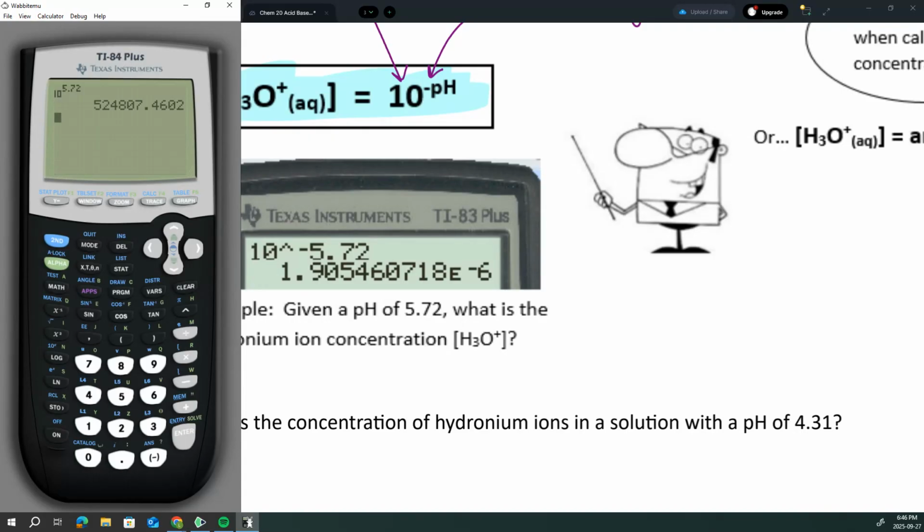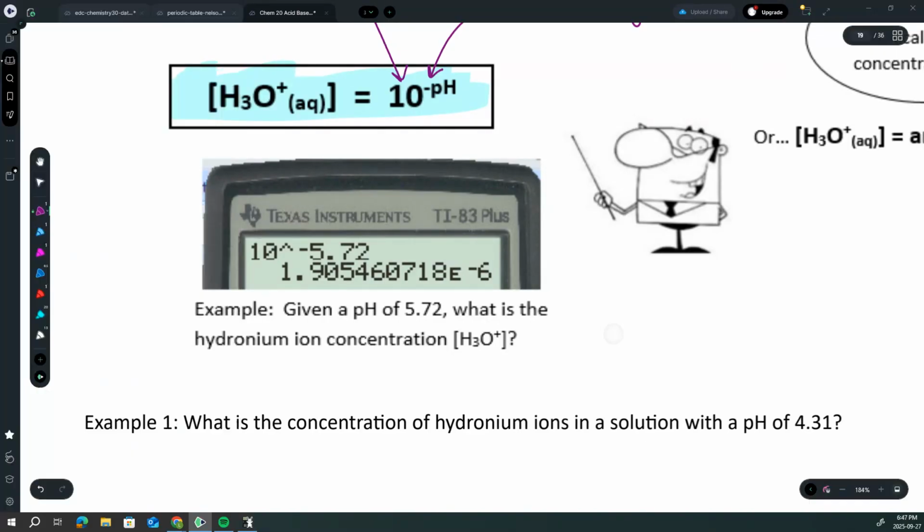So now I'm actually going to do it correctly. Second function log negative 5.72, hit enter. Now we're getting a more reasonable number. Typically, your values for hydronium concentration are going to be quite small. 1.9054 goes on forever, and then the e to the negative 6 just means times 10 to the power of negative 6.